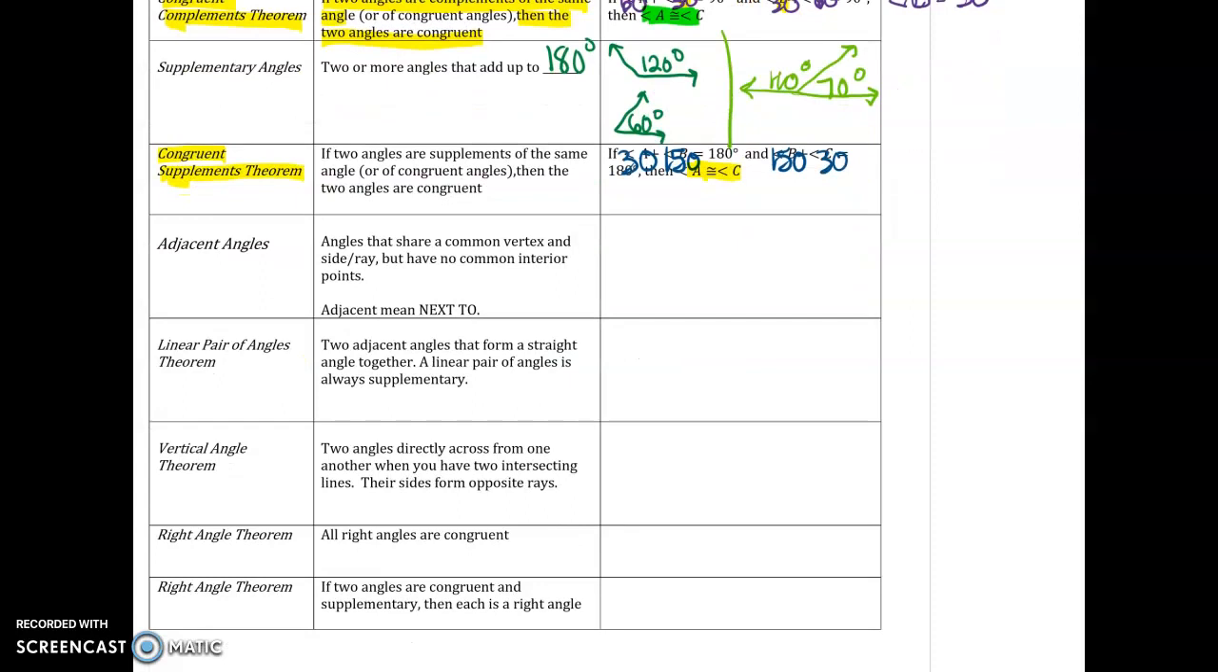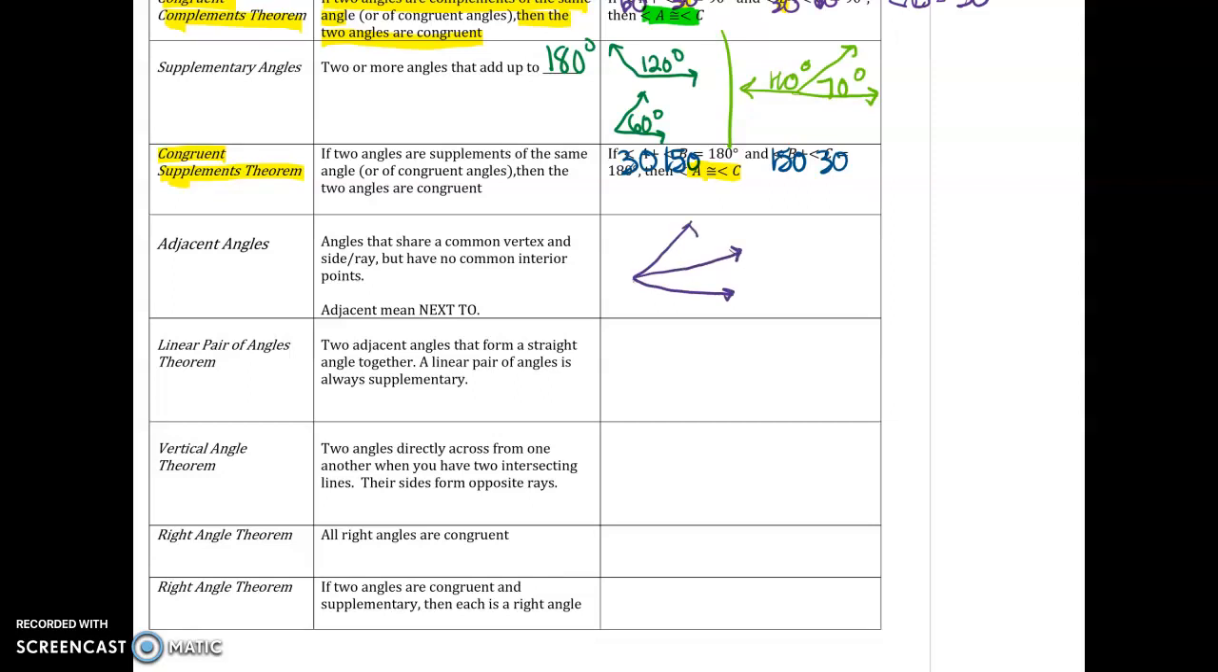All right, some other vocab. When I use the word adjacent angles, adjacent, like when you look at a house listing, or maybe an apartment or a townhome, it might say the garage is adjacent to the house. That means they are next to each other. They basically share a wall. So adjacent angles share a common vertex and a common side or ray, but they don't have any common interior points.